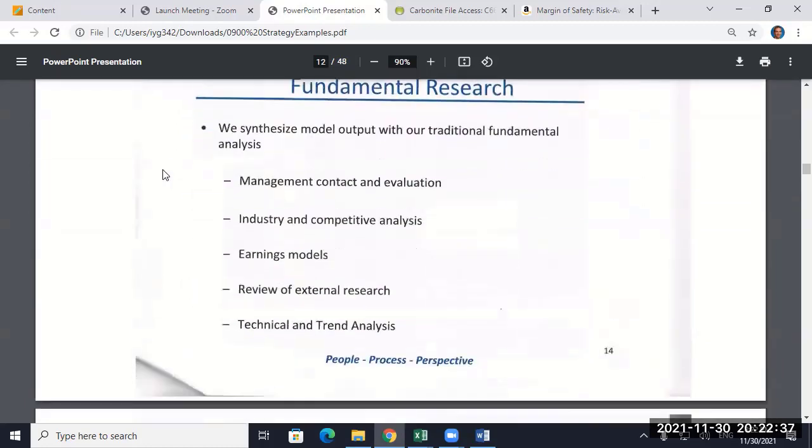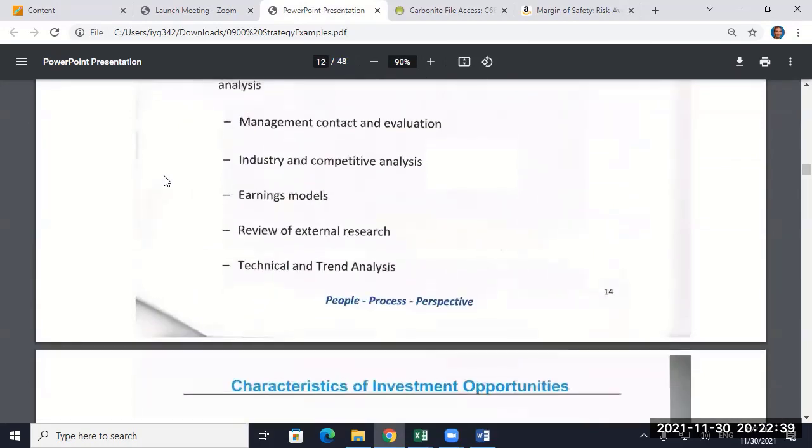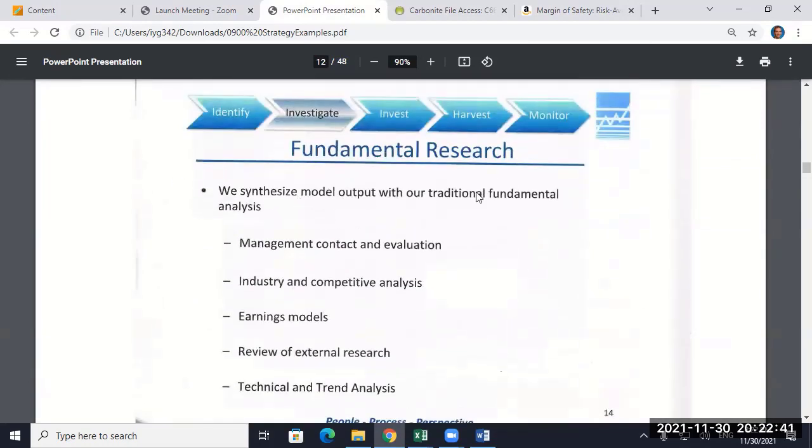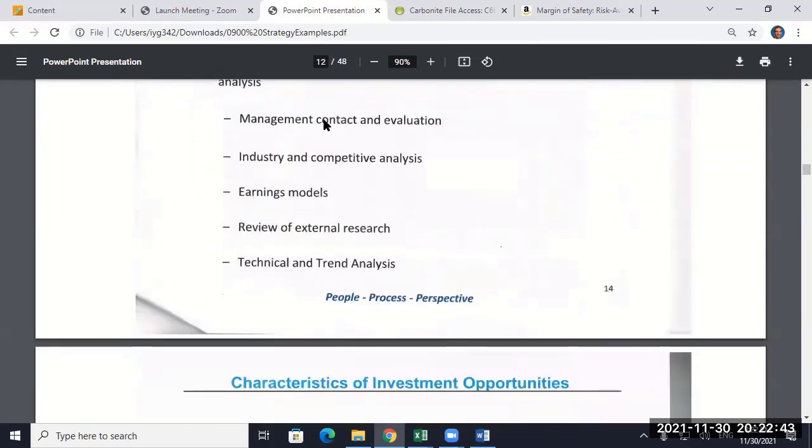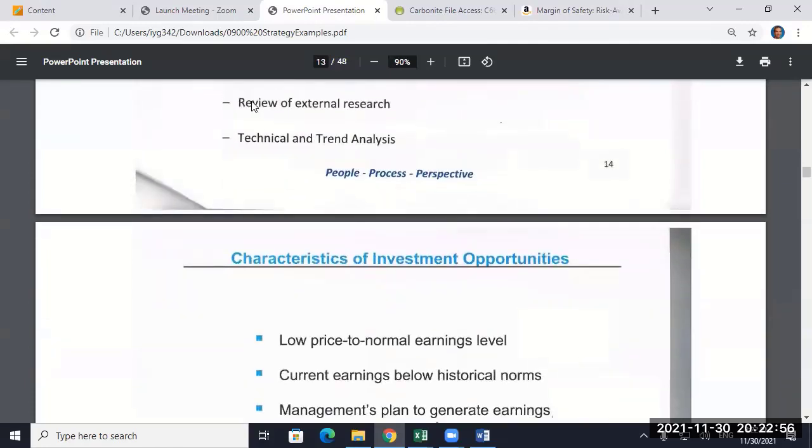So here's another one, the same firm. We synthesize model output with traditional fundamental analysis, management contact, evaluation, industry competitive analysis. What is that? Reporters, right? Earnings models, review external research. That's always good to do. They do technical and trend analysis.